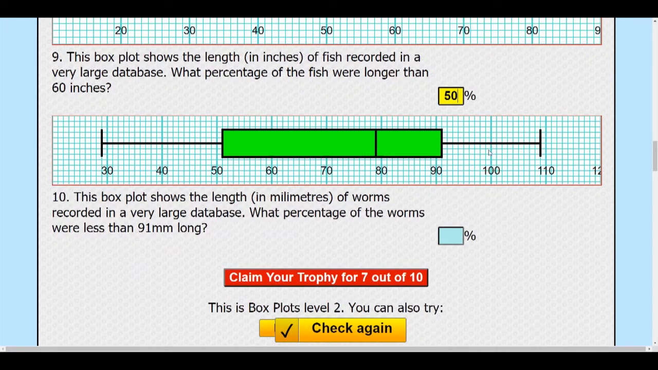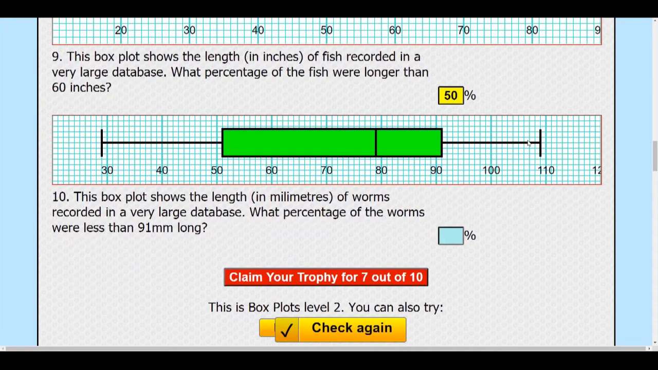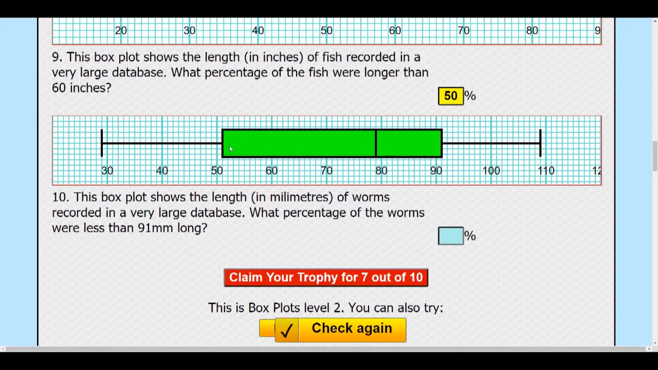And finally, question 10. This box plot shows the length in millimeters of worms recorded in a very large database. So if the database is very large, we can assume that each section of the box plot represents 25% of the data. So we want to know the percentage of the worms that were less than 91 millimeters long. Well, 91 looks like it's the upper quartile. So the worms that were less than 91 would be these 3 sections of the box plot here, which represent 75% of the data.